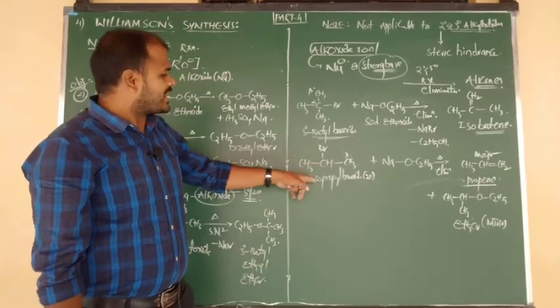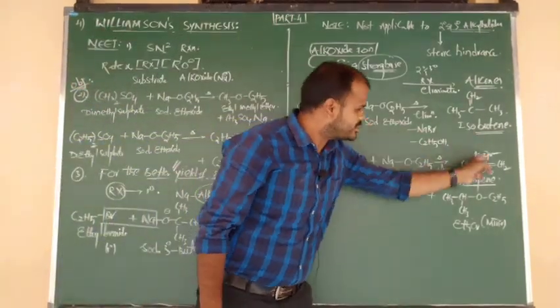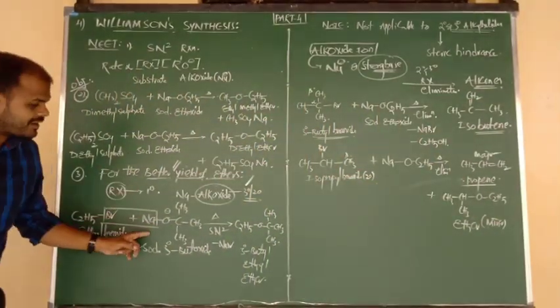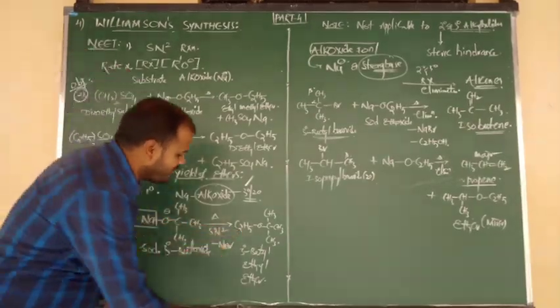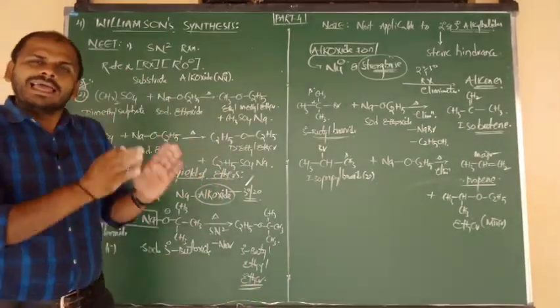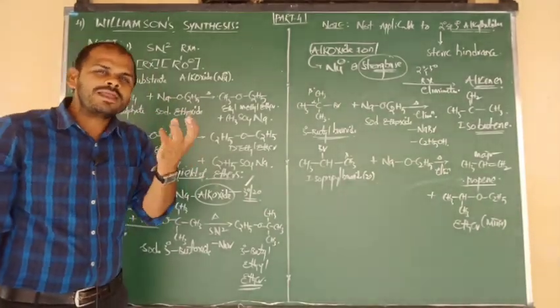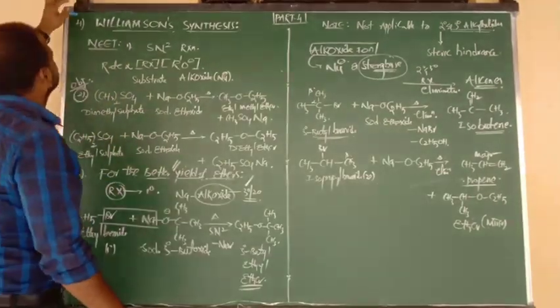Alkene is major and ether is minor. So secondary and tertiary alkyl halides undergo elimination and give alkenes as the major product. And primary alkyl halides undergo nucleophilic substitution as per Williamson, and form ether as the product. Clear? And two more very important points are there from Williamson ether synthesis.